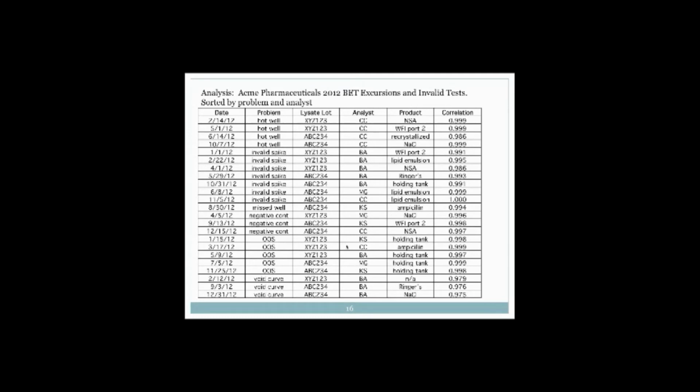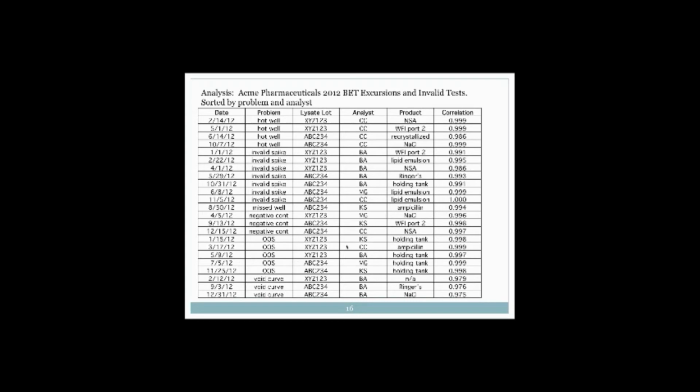Does that mean that I have a problem with contamination in my plates? Well, probably not. It probably tells me that CC is having some sort of an issue and is contaminating the plates. I look at all of the invalid spikes. Most of the invalid spikes are made by Analyst BA. Now, do I believe that there's a problem here with invalid spikes? You know, probably not. There's probably a problem with BA, although if I look at invalid spikes and I go over to product, I find out that there's 3 issues with lipid emulsion. So now I'm thinking, well, maybe there is a problem with invalid spikes and lipid emulsion.